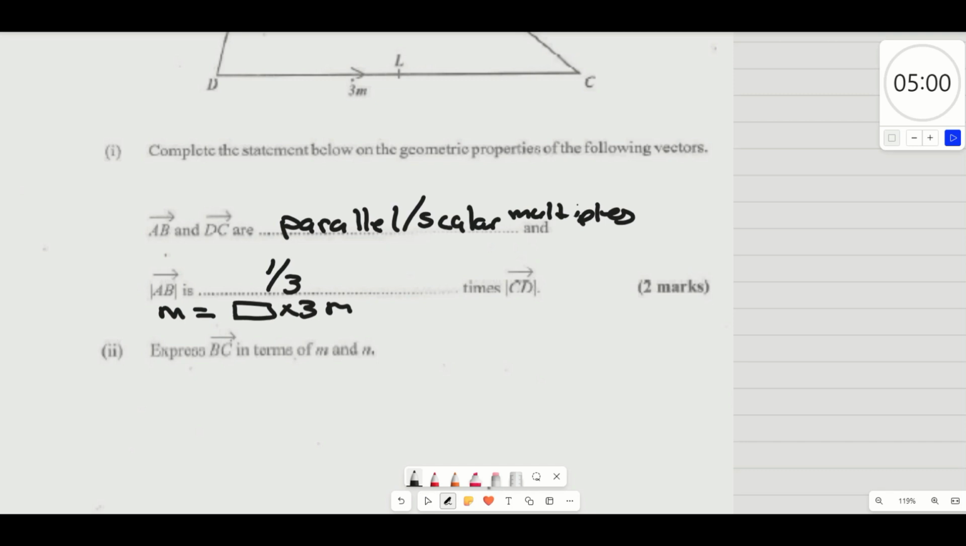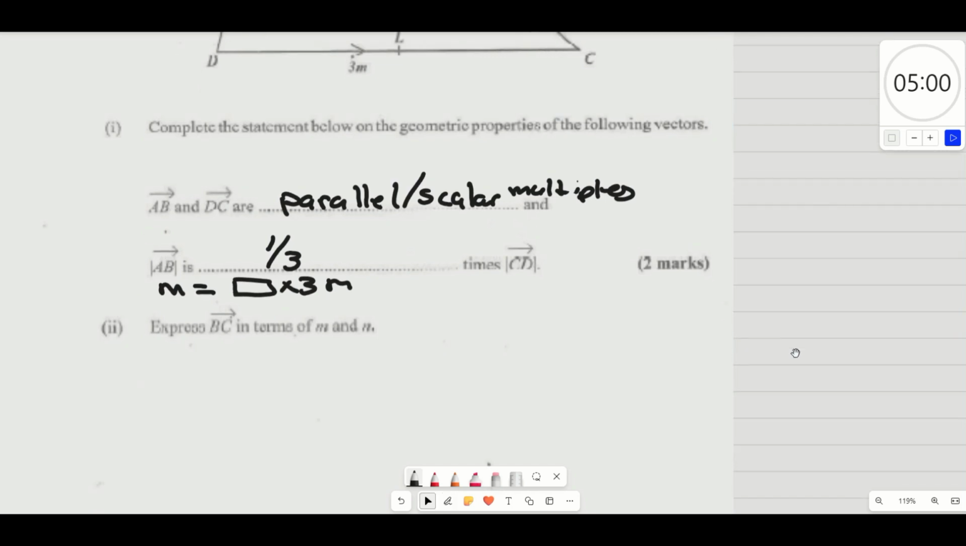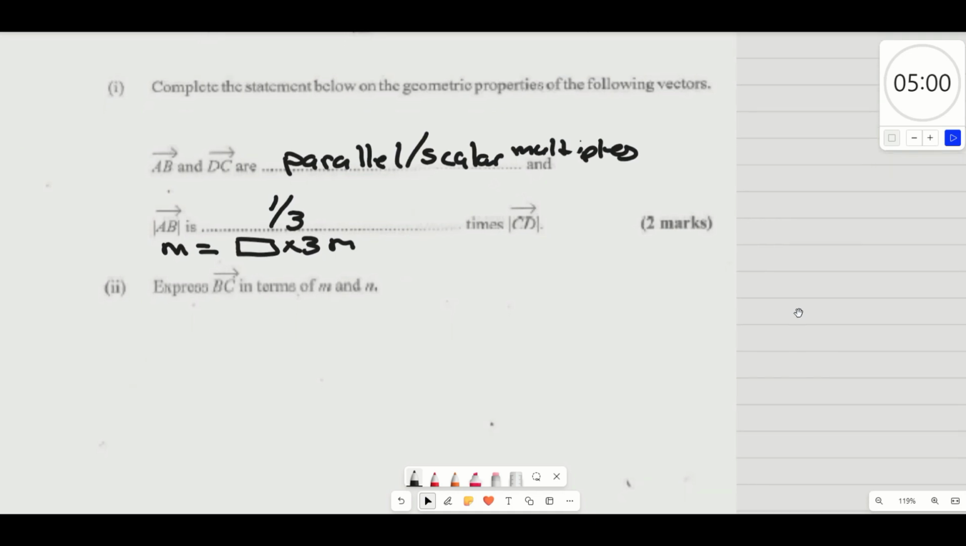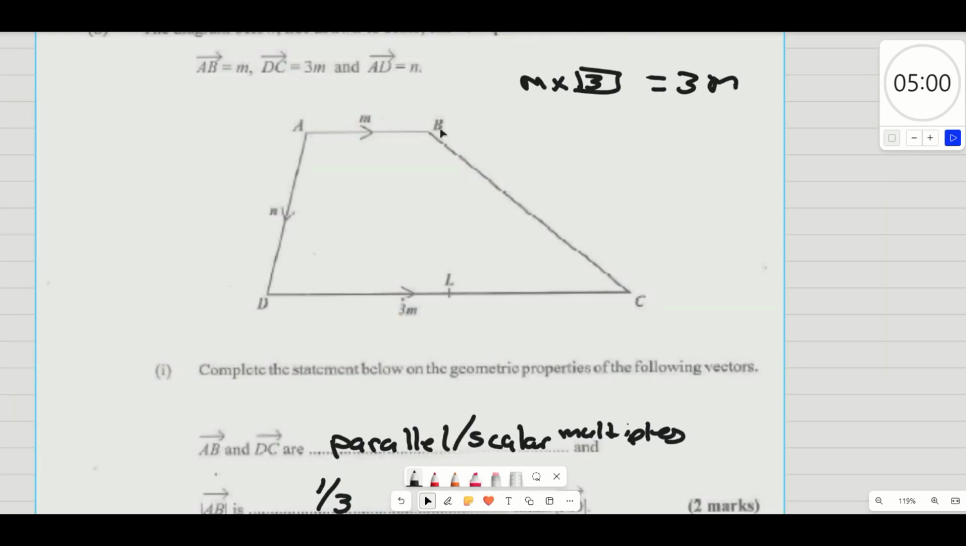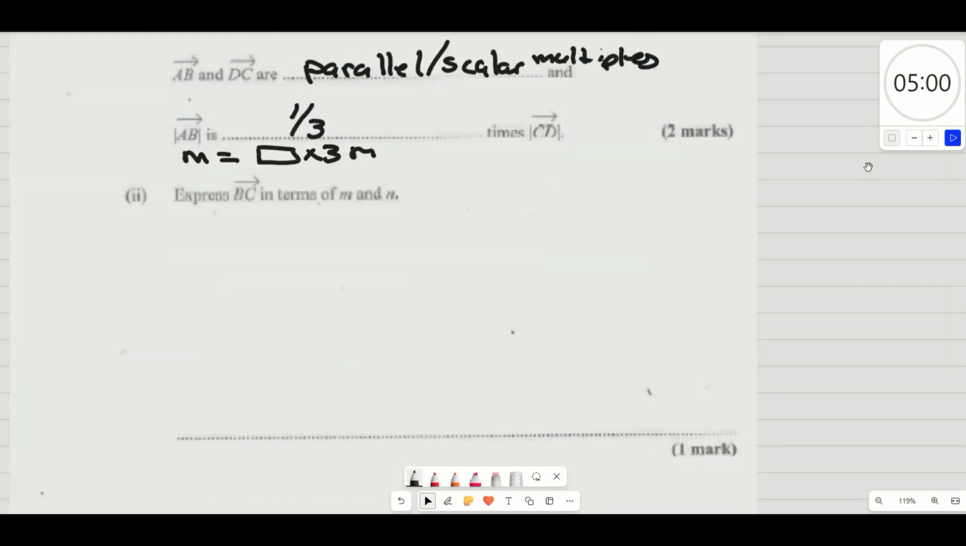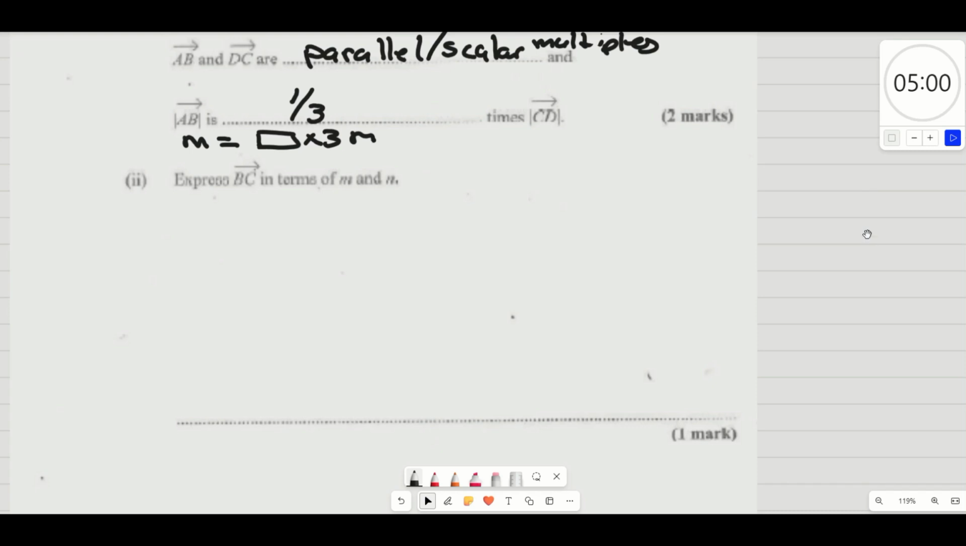Then the next question is, express BC in terms of m and n. BC. So the starting point is B and the ending point is C. There are two ways you can do this. You can use your image here. We're going from B to A to D, and D to C. Just simply add it up. Or we're going to do this.